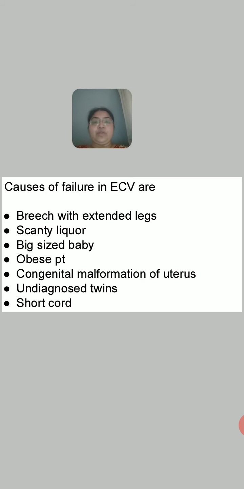Then undiagnosed twins. The multiple pregnancy was not detected, and without having knowledge of the twin pregnancy, version is directly attempted. So at that time also version should not be done. And a short umbilical cord also prevents the version. So version may fail whenever there is a short cord. So you will see that the contraindications of the external cephalic version are almost also the conditions where the version fails, right?